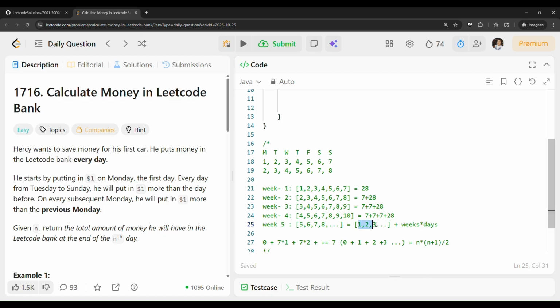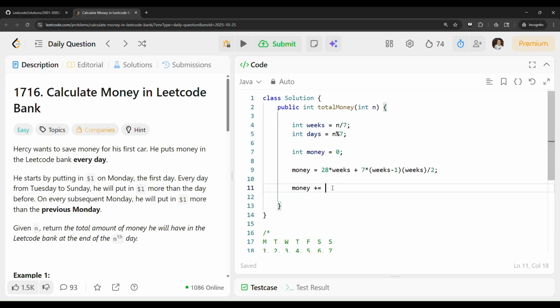After removing the number of weeks, whatever is left, 1, 2, 3, is an AP kind of series. So for the days, we do days multiplied by days plus 1, divided by 2. That is the AP series sum, plus the total number of days multiplied by the difference. What is the difference? The difference is the number of weeks that have passed. At the end we can simply return our money.